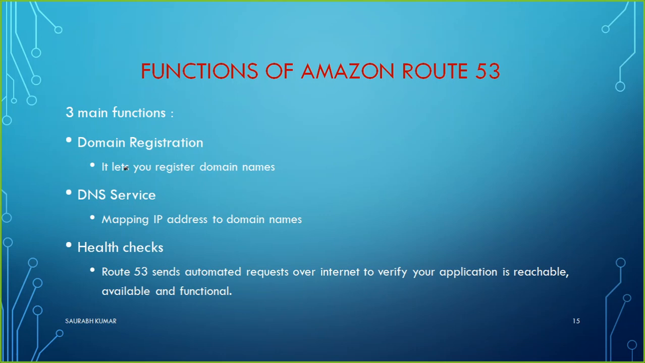That's the good point. Second is DNS service. You will be mapping that DNS name with the relevant IP address. Whenever you register the domain name, they give you the public IP for it, so you now have to configure it as a DNS service, mapping that IP address with the domain name. And the third thing is health check. Route 53 sends automated requests over the internet to verify whether your application is reachable, available and functional or not. If it is not, it marks the health as down and routes the traffic only to those servers whose health is okay.